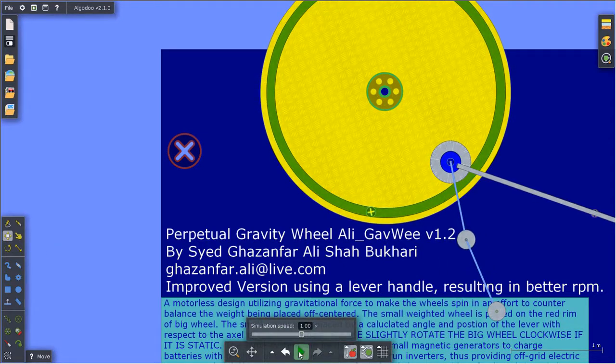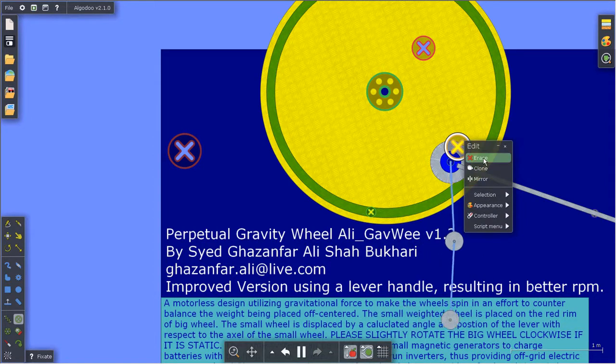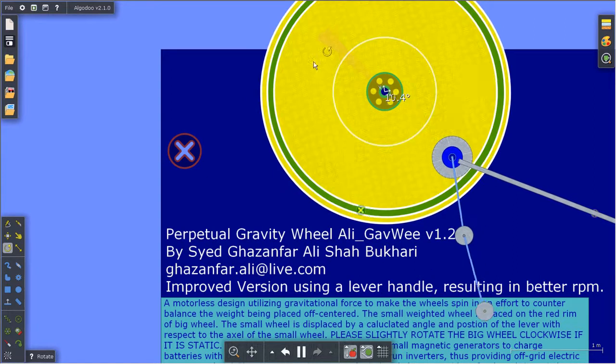First, let me lock both the wheels, and now I am again running the simulation. Now I erase these two locks, this one too, and now I try to spin it in anti-clockwise direction. Let's see what happens.